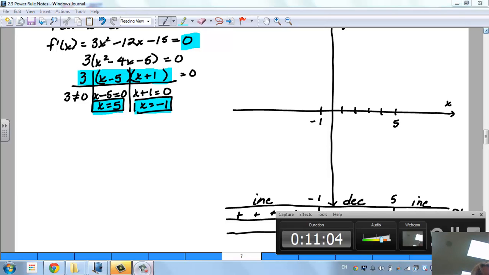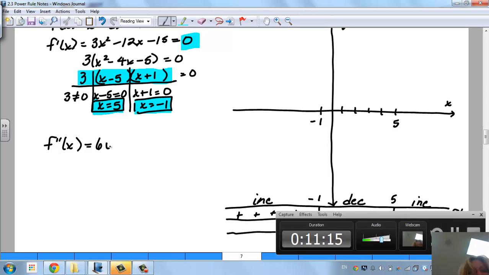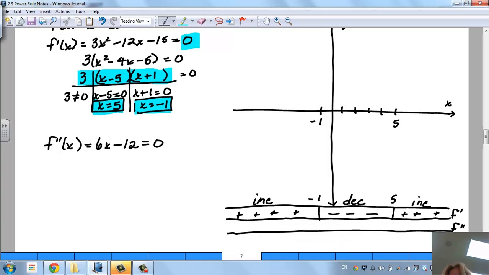The next thing we're going to do is f double prime. So we want to talk about concavity, so we're going to do f double prime of x. And when I do, I'm going to take the derivative of our function right here. So that's going to be 6x minus 12. And the derivative of -15 is 0. We're going to put that equal to 0 to find out where the places change in our concavity. So let's do that. So I see I got 6x minus 12 equals 0. Add 12 to both sides. So 6x is going to equal 12. Divide by 6, x is going to equal 2.